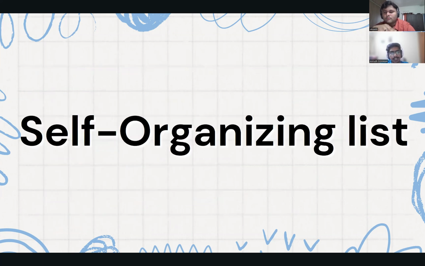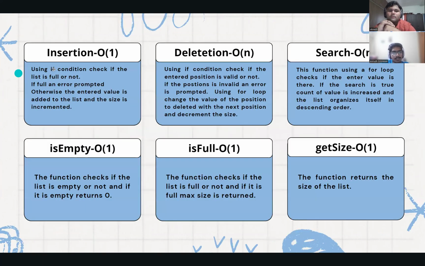So these are our implementations. For self-organizing list, we have insertion, which checks if the list is full or not, and otherwise inserts an element. Deletion traverses the list up to the given position and deletes the element in that position. Search uses a for loop to check if an entered value exists in the list and outputs true or false. This is basically known as the accessing point. Is empty checks if the list is empty, is full checks if the list is full, and get size returns the size of the list.